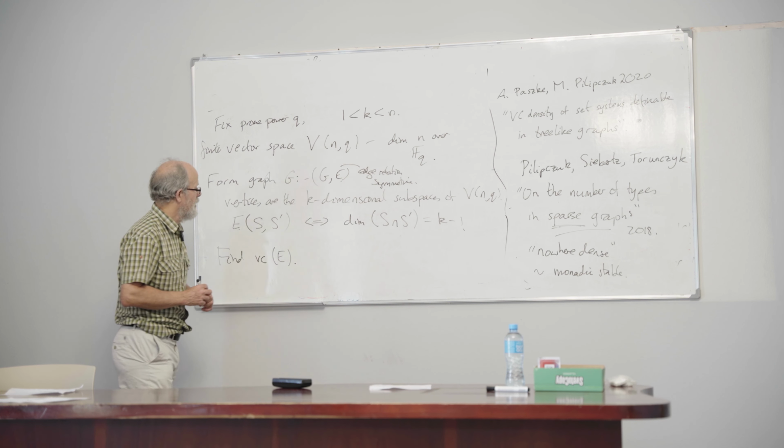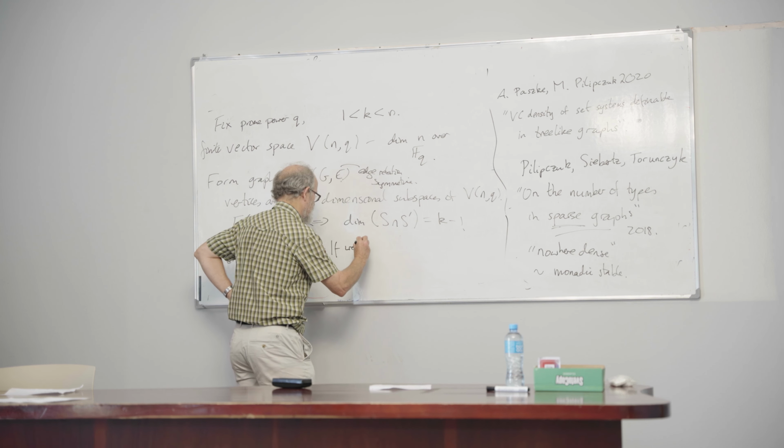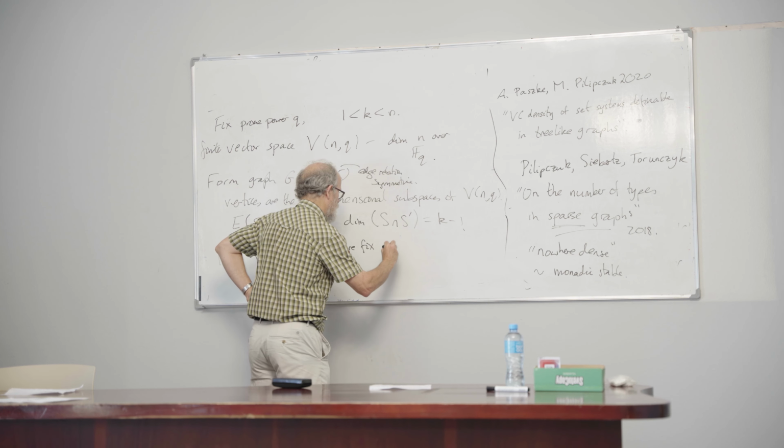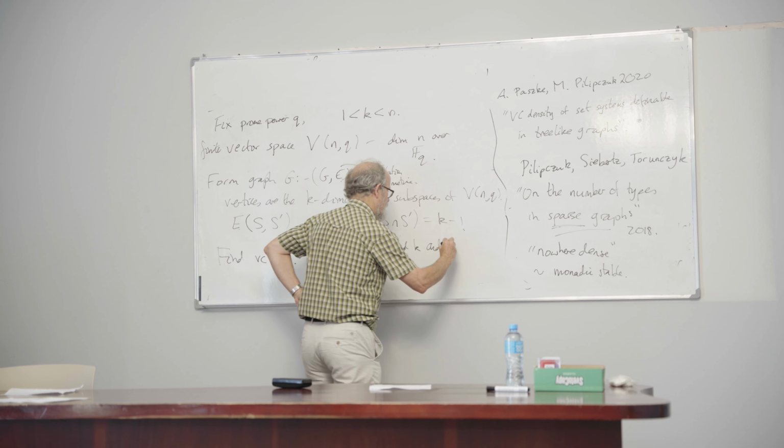And certainly, if we fix q and k and let n increase, this is certainly bounded. But I don't know how it behaves if q and k increase. I don't know anything about this, but I think it'd be a nice thing to look at.